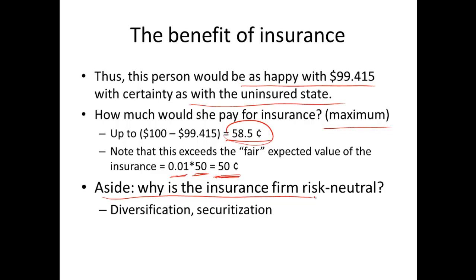So this is not a crazy way to think about this problem, but the punchline here, I want to make sure we don't miss that. The punchline is the individual, because he or she does not like risk, is willing to pay more for this insurance than it costs to write it. And so it's possible for insurance to make this individual better off.